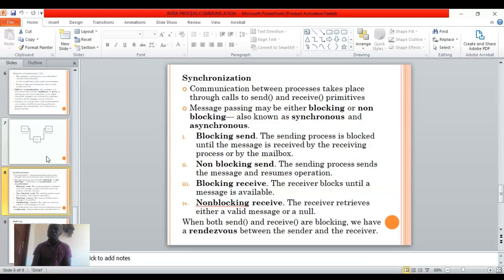That is the non-blocking. Now, it is critical for you to understand that when both send and receive primitives are blocking, that is a blocking send and a blocking receive, there is a meeting between the sender and the receiver. So when we have those two states, the send and the receive both in the blocking state, then the sender and the receiver are able to communicate.